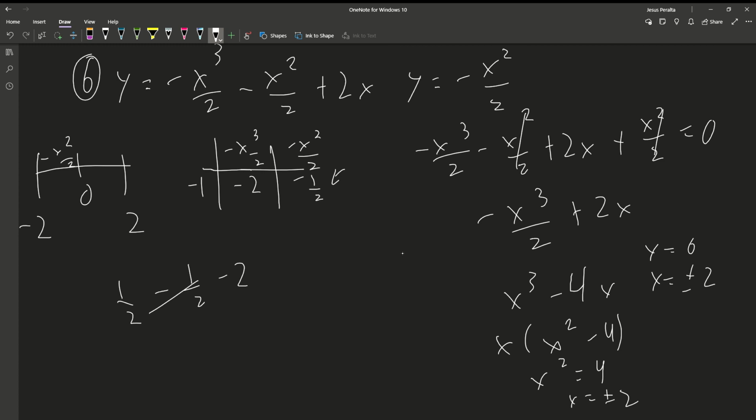If we plug in 1 to the first equation, we are going to get negative 1 over 2 minus 1 over 2 plus 2. So then these two would combine to create negative 1 plus 2, which would just be 1. And then we plug in 1 to the other equation, we're actually just going to get the same thing, which is going to be negative 1 over 2. And this one's bigger this time, so this one is going to be the one on top.